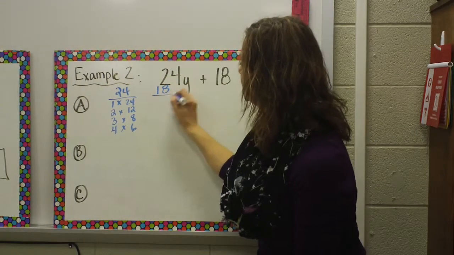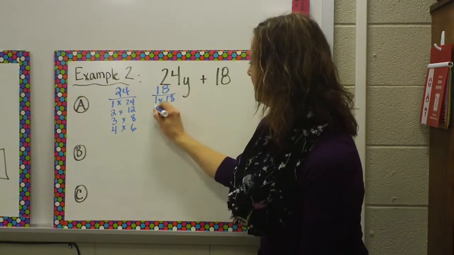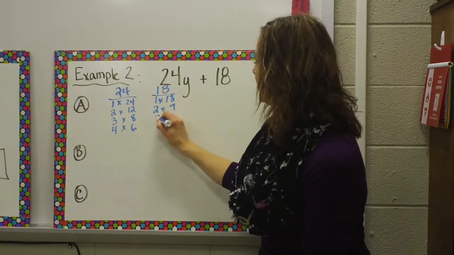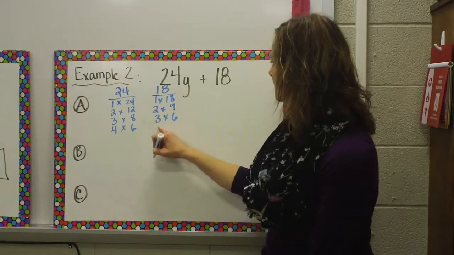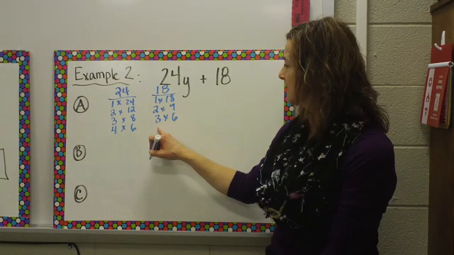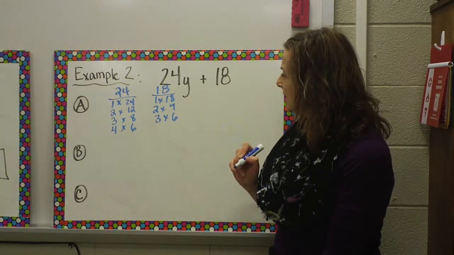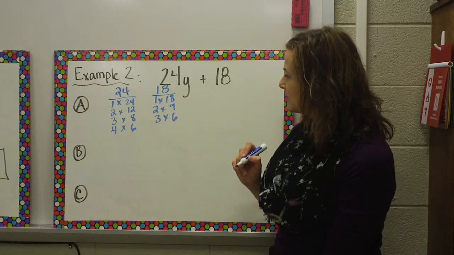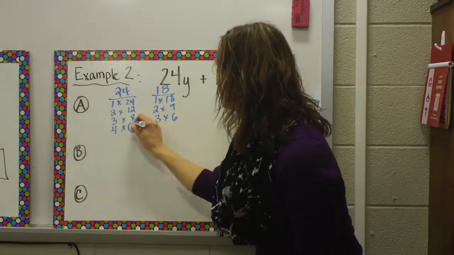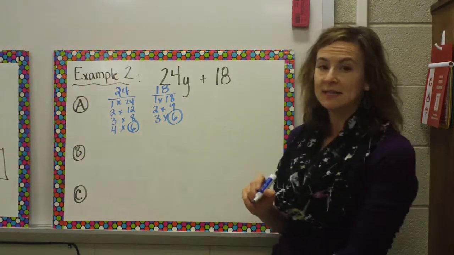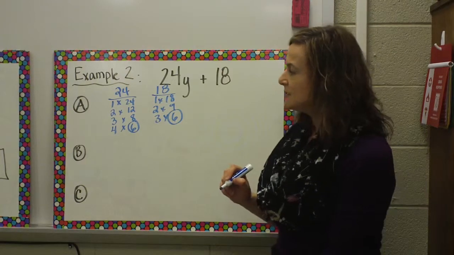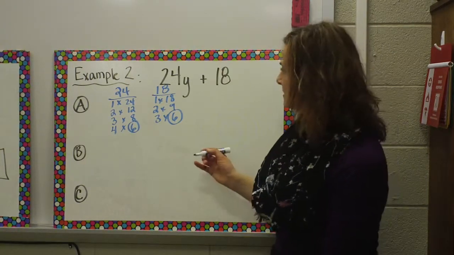I'm going to do the same for 18. 1 times 18, 2 times 9, 3 times 6, 4 times nothing, 5 times nothing, and then I would start repeating. So if I look on my list, the greatest factor that they share in common is going to be this 6. Step 2 says, write the factor pairs.